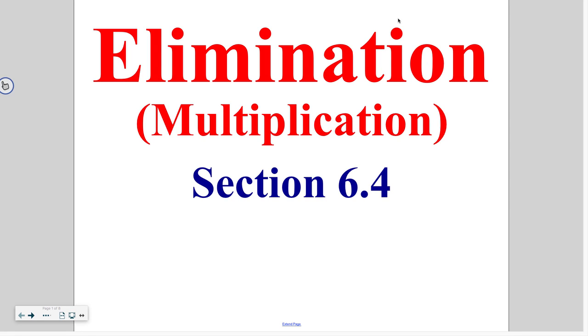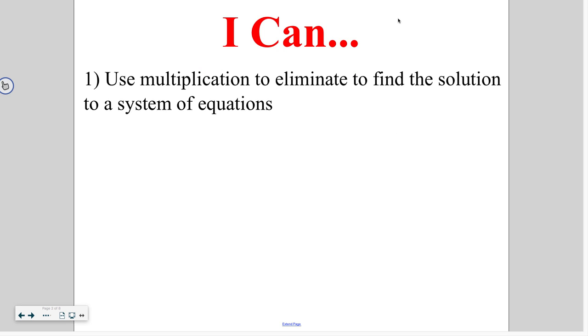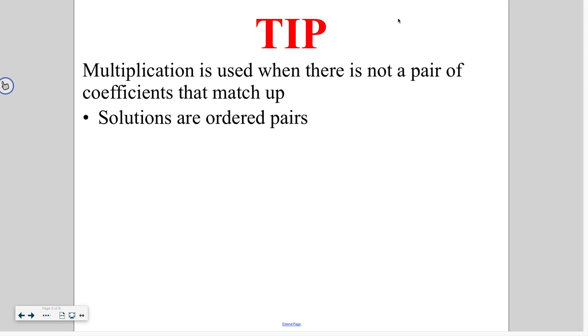Hello class, today we're going to talk about section 6.4, which is elimination, but we are adding multiplication in today. So by the end of today's lesson, you will still be using elimination, but you will be throwing multiplication in there as well.